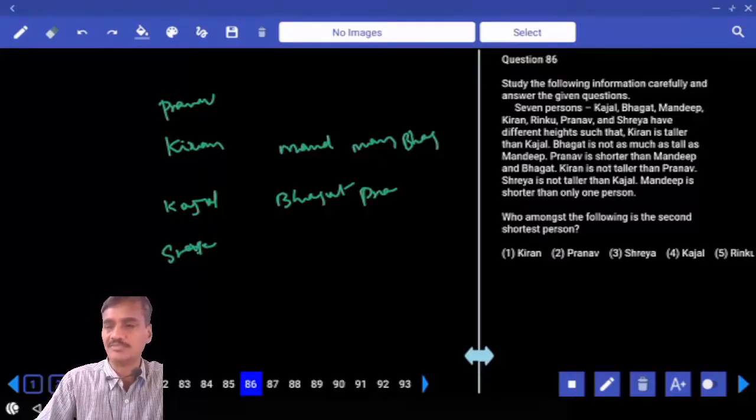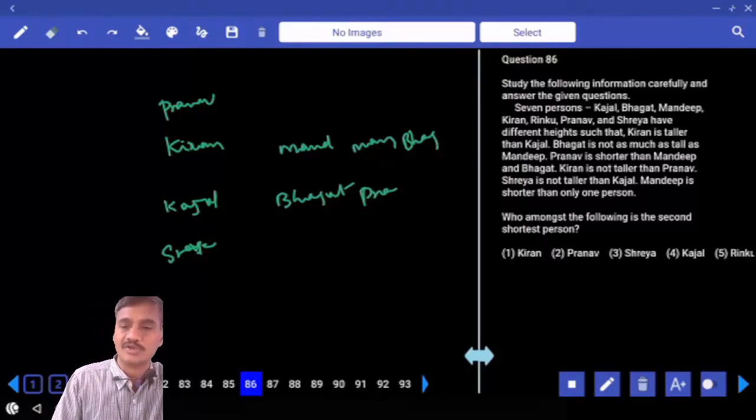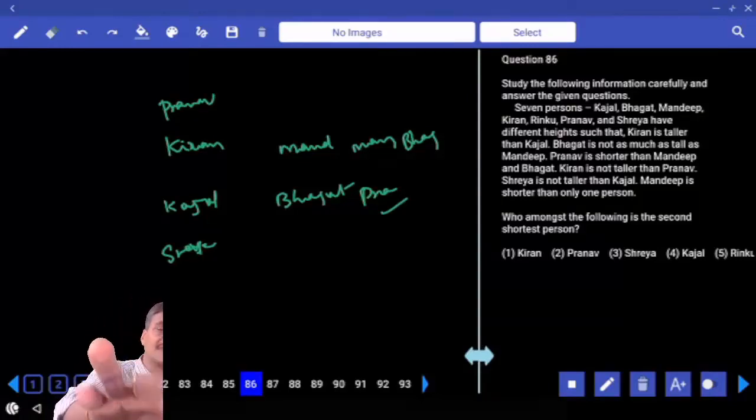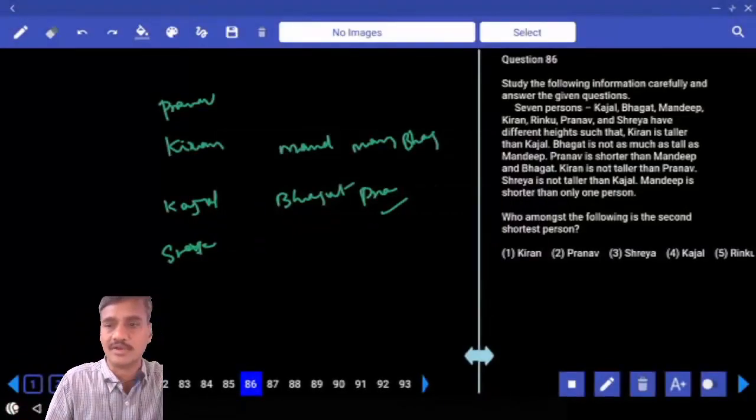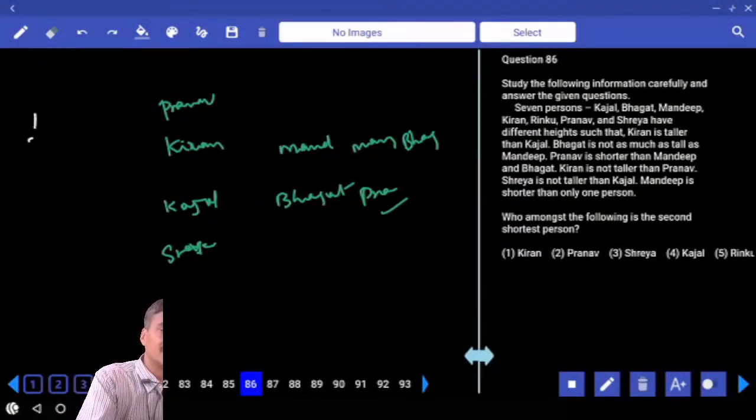And next one, Mandip is shorter than only one person. Hence, where should this Mandip be? Mandip must be at the 6th position. One person below this Mandip is Pranav, hence Pranav is the shortest. Let's start again. Now how many persons are there? 7. Hence 1, 2, 3, 4, 5, 6, 7.